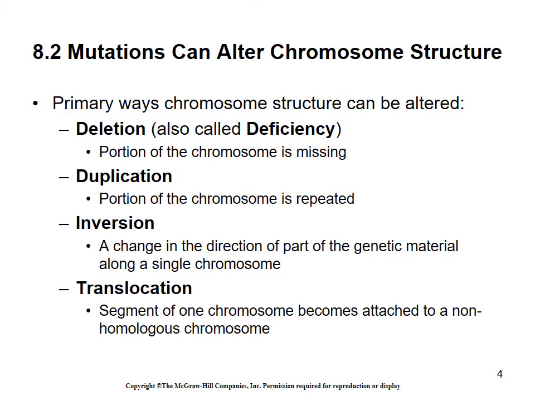Now, the bulk of the chapter is going to take a look at mutations that can alter our chromosome structures. These mutations basically fall into four categories. We can have what we call a deletion, which is also called a deficiency, but most books and research papers will call it deletion, so we'll stick to that. You can have a duplication, you can have an inversion, and you can have a translocation.